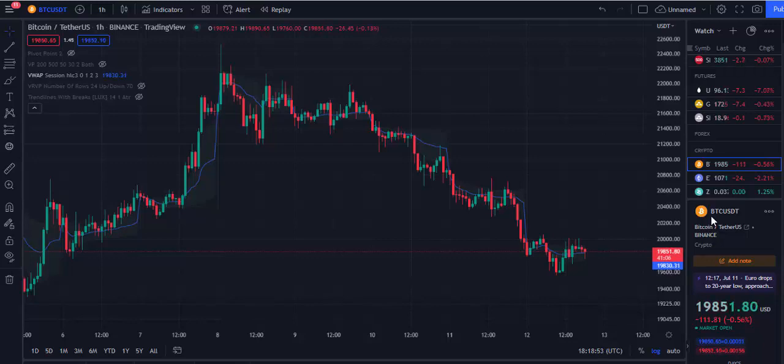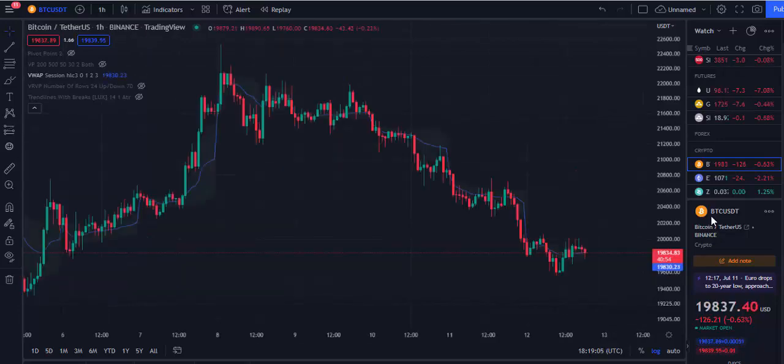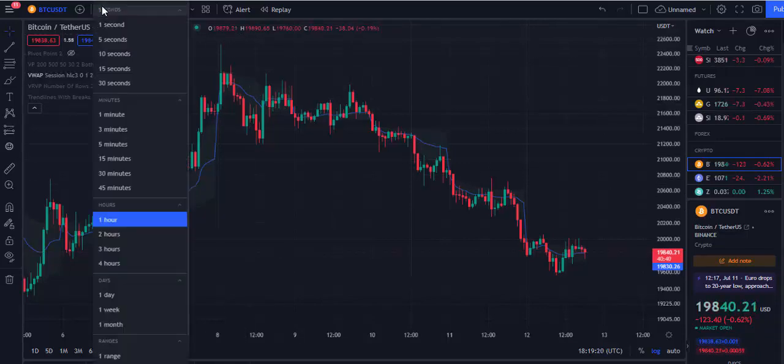So I'm going to be sharing with you the reason I think Bitcoin will go as low as 14,000. That is what I'm going to be sharing with you today. We'll be using the monthly time frame to take a look at the market to see what is going on. So first of all, let's go to the monthly.